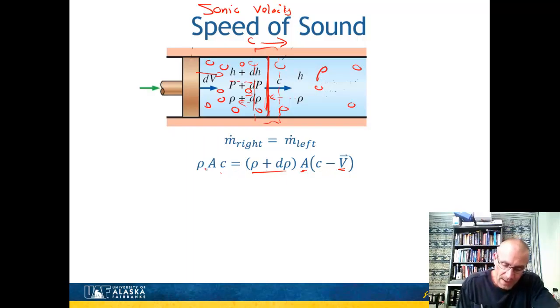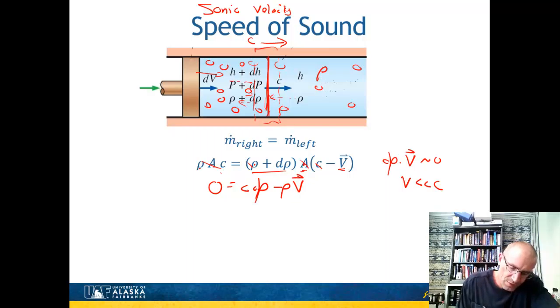Now I need to multiply this through, and you realize I've got a rho times A times c, so those terms are going to cancel with that term right there. And then I've also got a d rho times a velocity term, and that term is about 0. The reason for that is that dV, the rate at which this piston moves, is much, much less than the speed of sound. So with that assumption, I have 0 equal to c d rho minus rho times dV. And so this right there, that's my mass balance.